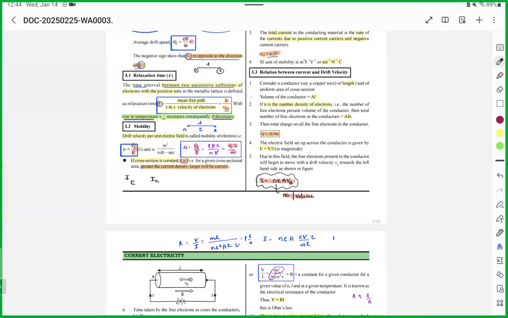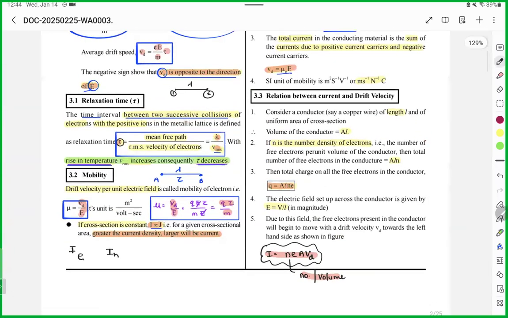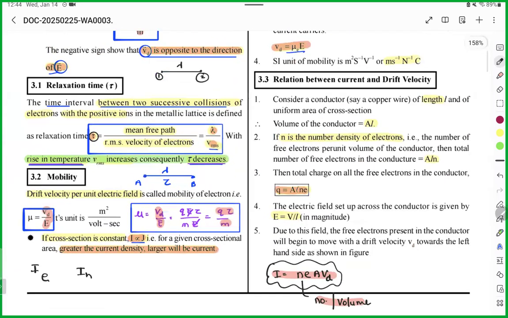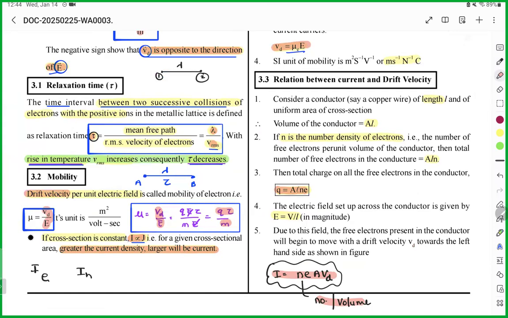So I was talking about mobility, the ability to move, as the name suggests. This ability to move is related to the drift velocity. Why? Because more mobility means more velocity while you are applying a given electric field.